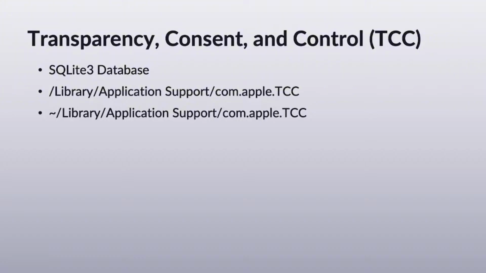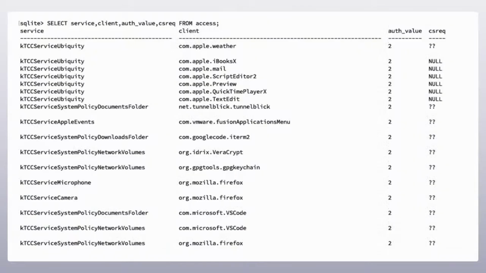And all of these databases have the same structure. There's an SQLite3 database. So we have the service, which indicates the category of the protection, the bundle ID, auth value, which states whether the user accepted, or not, or the prompt has not yet been presented, and code signing requirement. And the quotation marks are here because it's of course binary data, so we need a way to decode it if you want to understand what actually is in the TCC database.